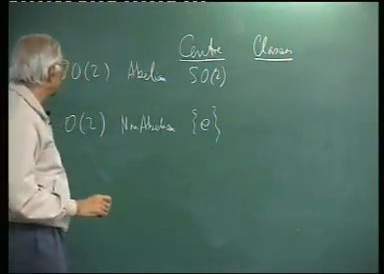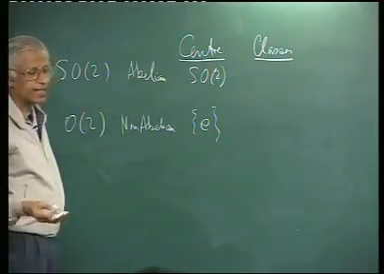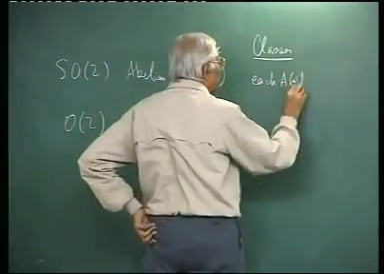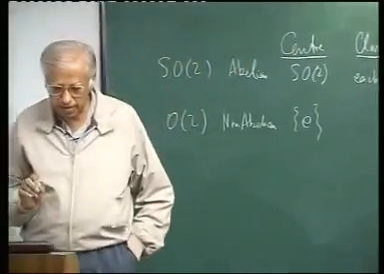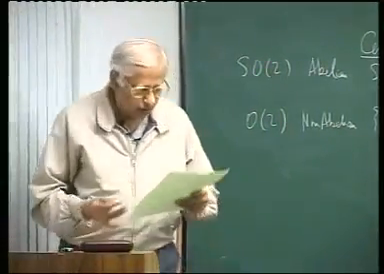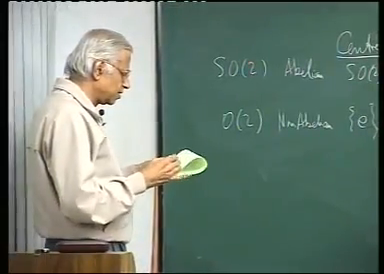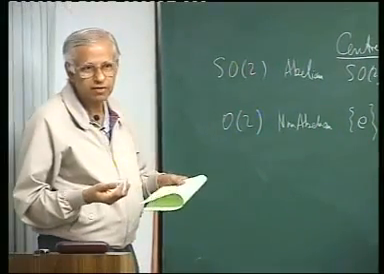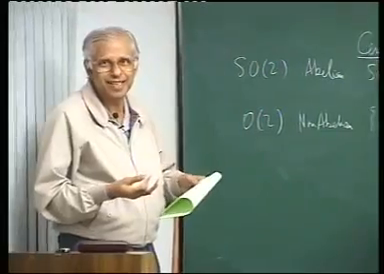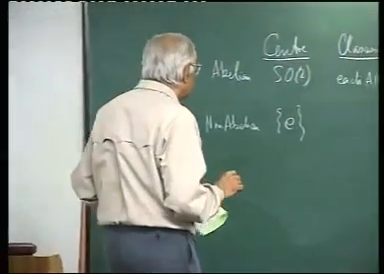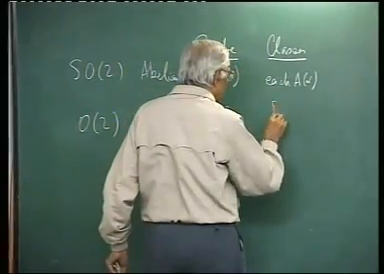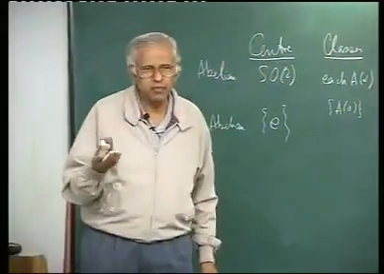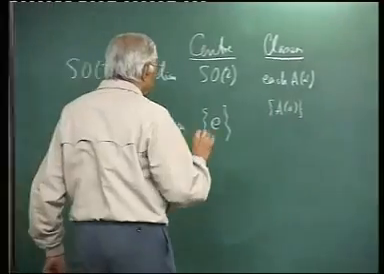Classes. What are the classes in SO2? Again, it's abelian. So each element is a class by itself, equivalence class by itself. What about O2? Shall I write the answer or allow you to calculate? What do you want to do? It's quite amazing, the results. Non-intuitive. I'll write it here. Of course, always the identity element is a class by itself in any group. That is one.